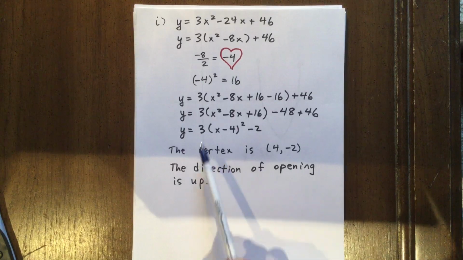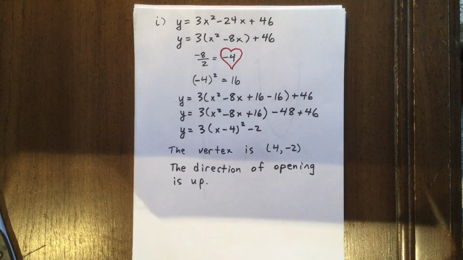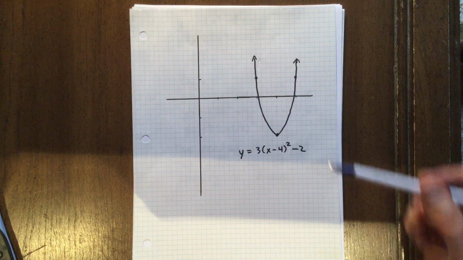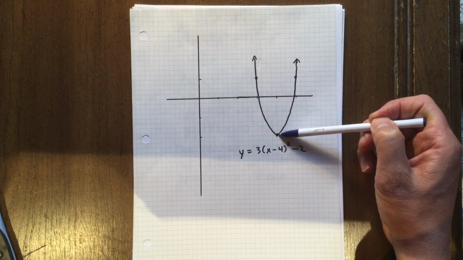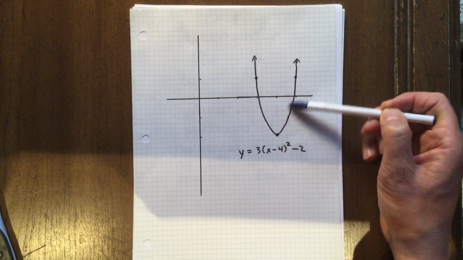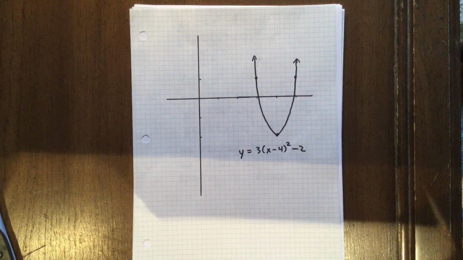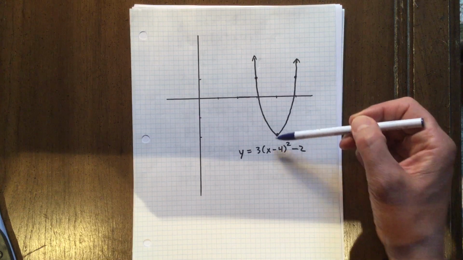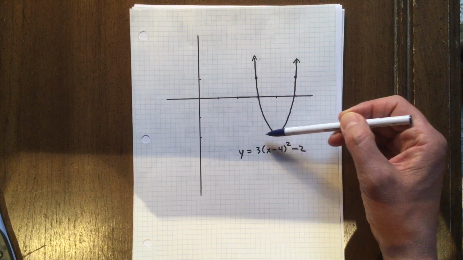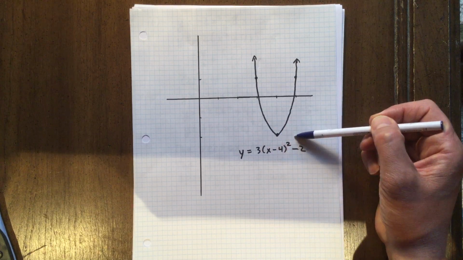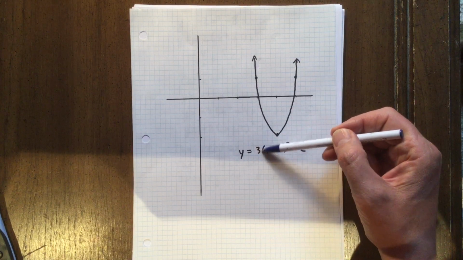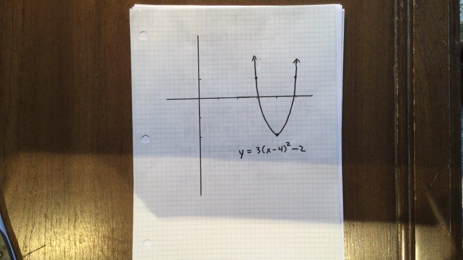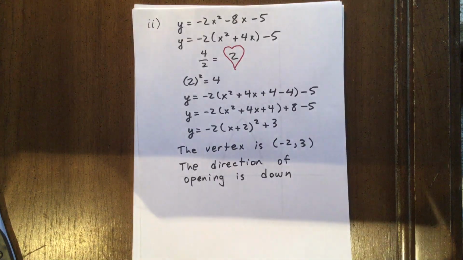The direction of opening is up because we have a positive number in front. Our a value is positive. So what does that look like when we graph it? Our vertex is at 4, negative 2, and we sketch up. If we want, we can get a point on either side of the vertex. If x is 4, we know y is negative 2. If it's helpful, we can think that 1 square to the left and 1 square to the right of the vertex, we just go up 3 because the a value is positive 3. That helps to give us a good graph. Okay?